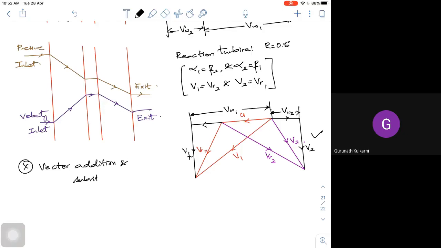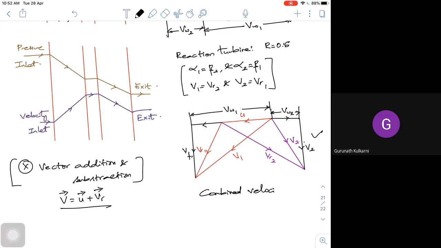So if this is satisfied, what is the principle actually? V is equal to U plus VR. This is the condition it has to satisfy, where capital V is the absolute velocity, U is the peripheral velocity, and VR is the relative velocity. This condition until now is satisfied. This type of triangle we call a combined velocity triangle.